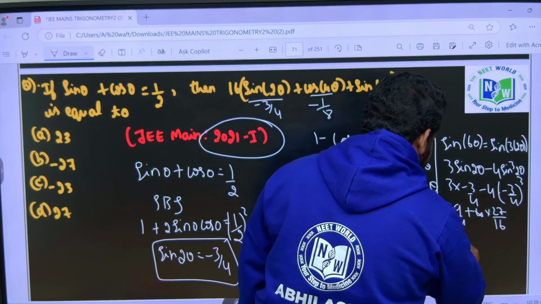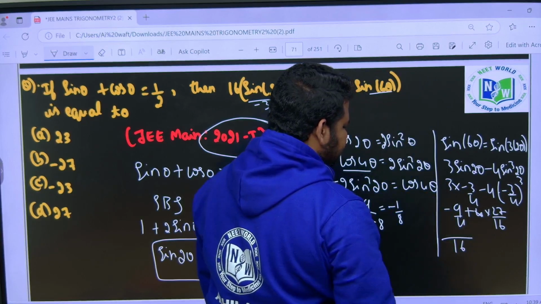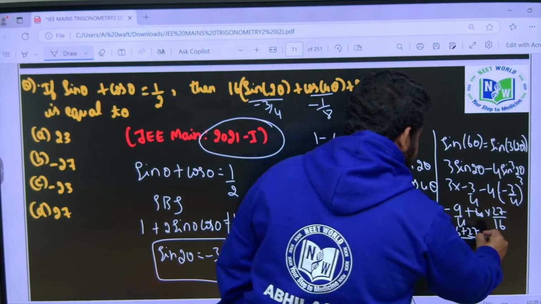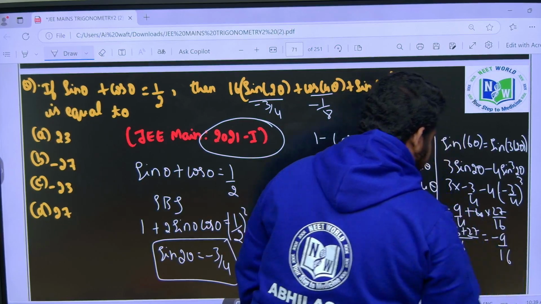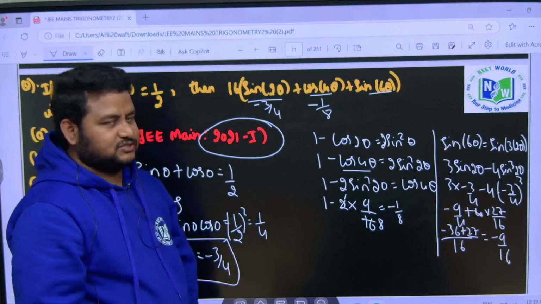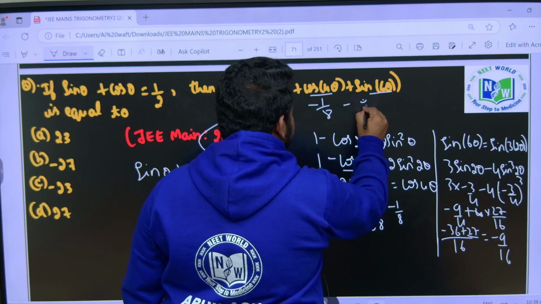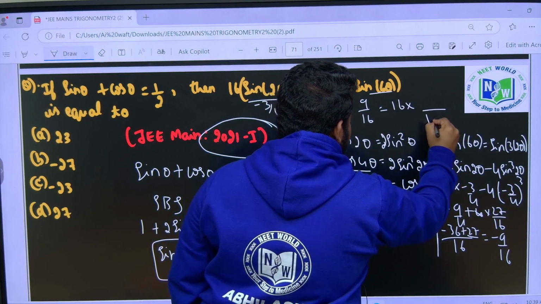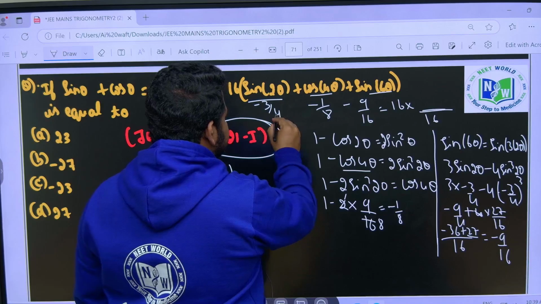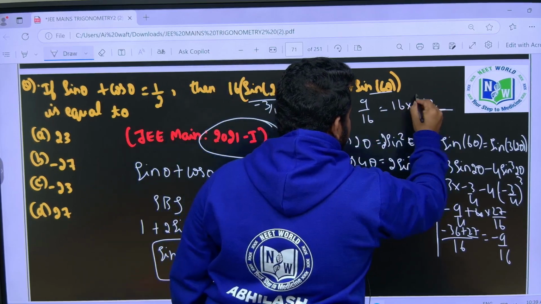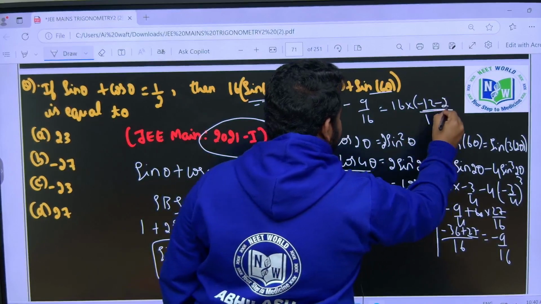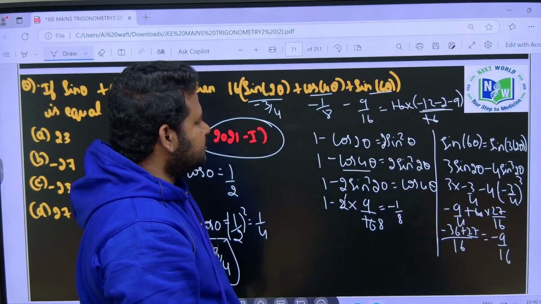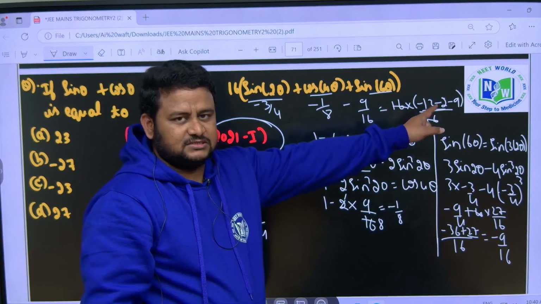If I take LCM, what will this be? This will be 16. So 4 9s are 36, minus 36 plus 27, this is equal to minus 9 by 16. So here what we got? Minus 9 by 16. So if we take LCM here, this is minus 3 by 4, 4 3s are minus 12, within bracket 8 2s are 16 minus 2, minus 14, this is minus 9. So 16 16 cancels, minus 14 minus 9, this is minus 23.